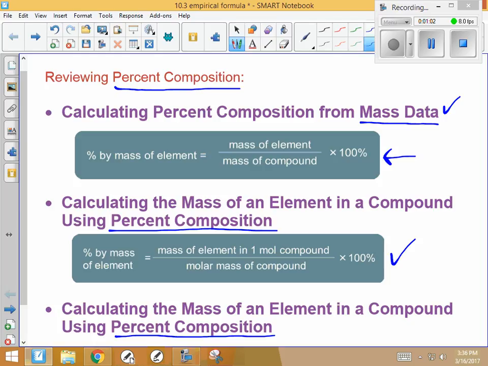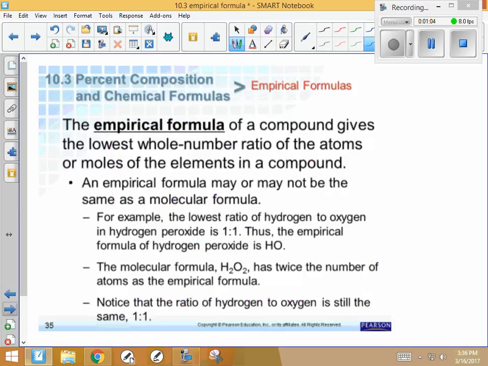A few other things we can do with percent composition. First, we need to talk about empirical formulas. The empirical formula of a compound gives you the lowest whole number ratio of the atoms or moles of the element in a compound. It may or may not be the same as the molecular formula.